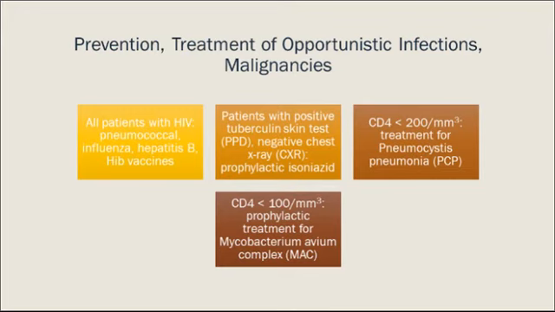Prevention and treatment of opportunistic infections and malignancies. All patients with HIV need the pneumococcal, influenza, Hep B, and Hib vaccines. Hib vaccines are usually only given in children, except for HIV patients. Those with a positive TB test and negative chest x-ray get prophylaxis with their isoniazid. If they have low CD4 count, looking for pneumocystis pneumonia.